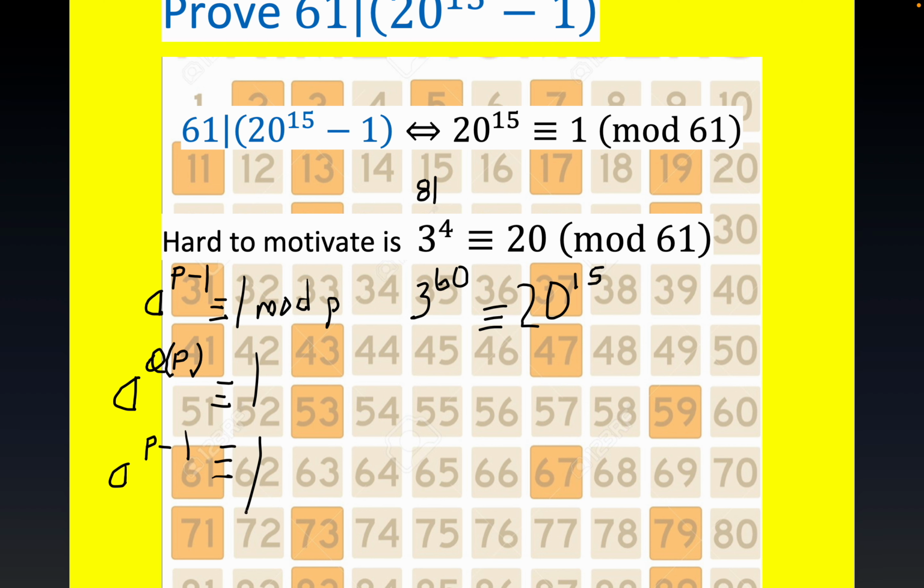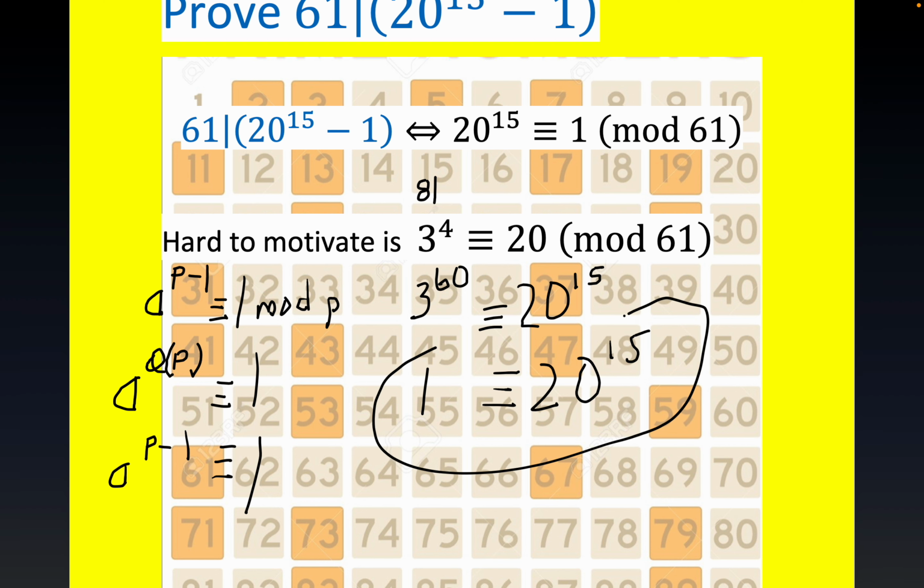All right. So that's the form this is in, right? We're mod 61 and 3 to the 60th. 3 is relatively prime to 61, right? And so this becomes 1 is congruent to 20 to the 15th. Okay? And that completes the proof.